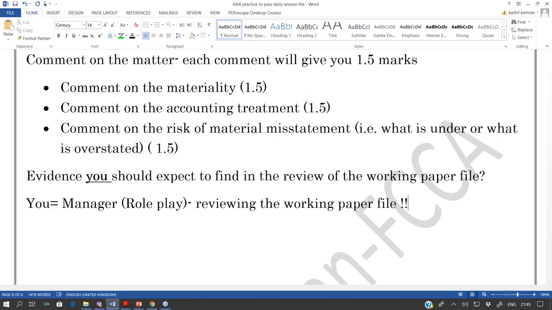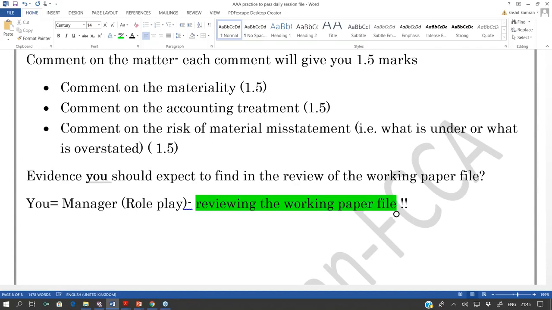You are a manager, and what are you doing as a manager? You are reviewing the working paper file. Is that true? So do I know in the exam hall what am I doing? Am I doing the reviewing of the working paper file? Is that my responsibility?